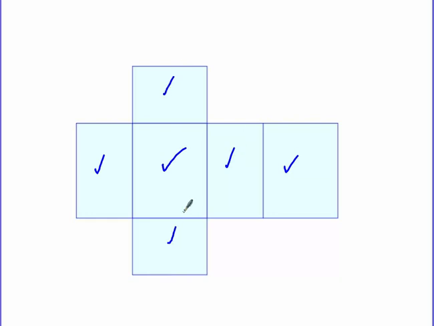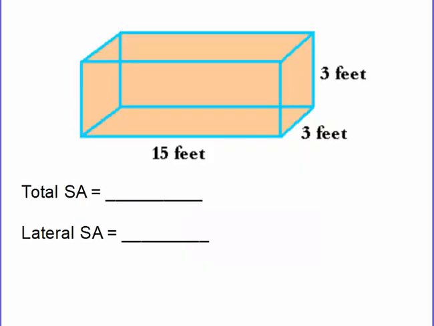So really what we could do is find the area of this base and multiply it by 2. Find the area of this side piece and multiply it by 2. And find the area of this outside piece or this end piece and multiply it by 2. Well, that's one way we could do this. But the easiest way is to just use the formula that they have given us. And that's what we're going to do in this video. We're going to use the formula to find total and lateral surface area.